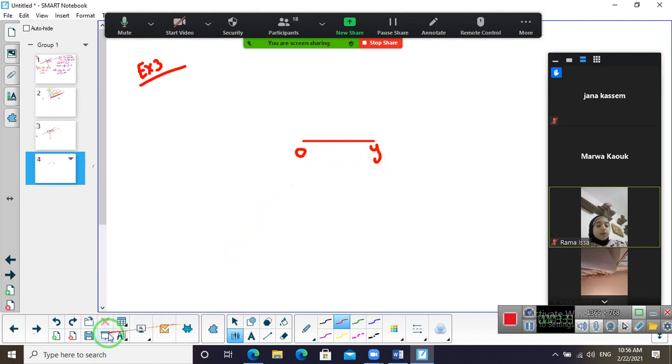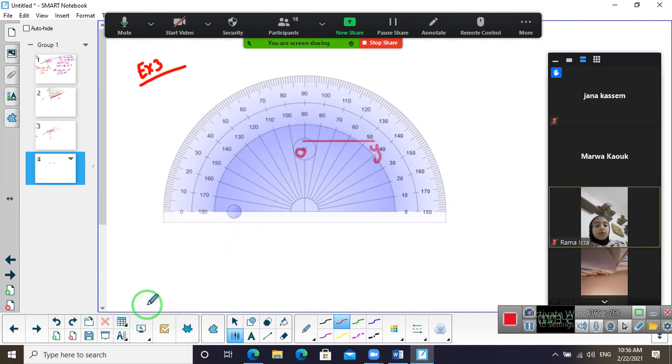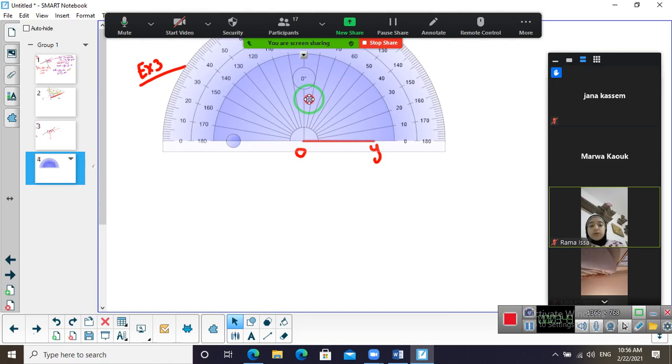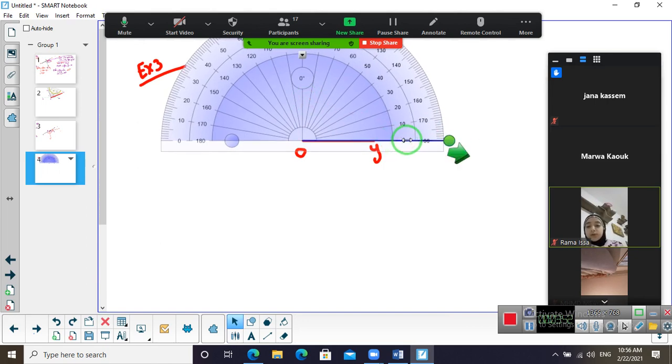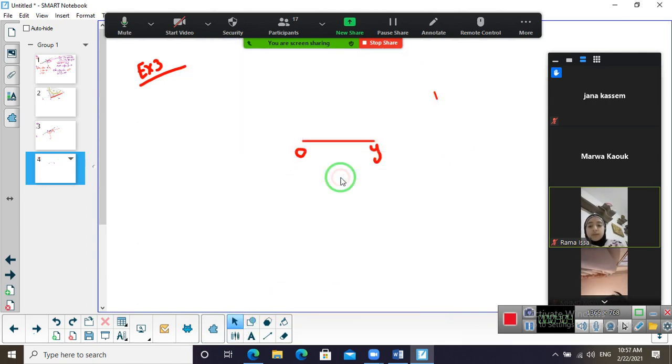OY is in the middle, and I will draw an angle of 20 degrees from O. I will move my protractor and draw 20 degrees. I will read from 0. Where is the 0? Inside. I will read until I reach the point 20. I will mark a point here. It's X, okay?